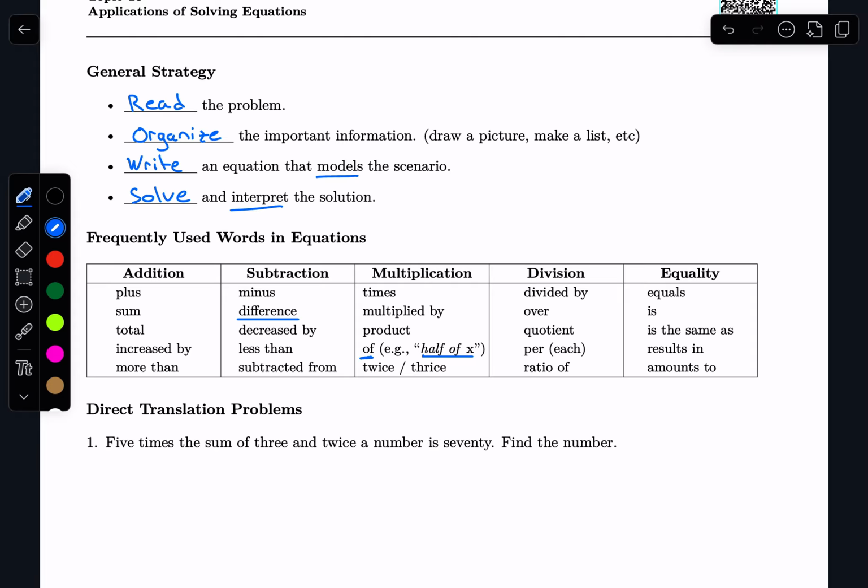For division, we have divided by. The word over, where if you think of a fraction, we'll say like 12 over 3 means 12 divided by 3. The word quotient, of course, is division. The word per, which really means each.